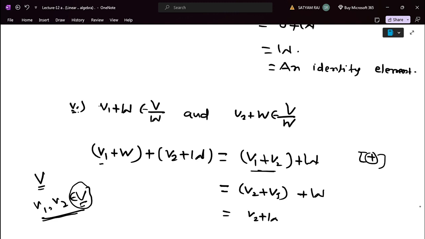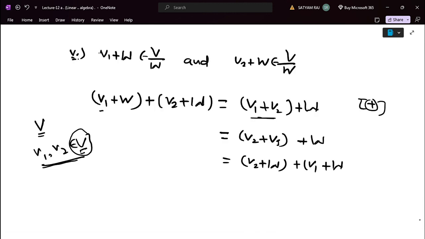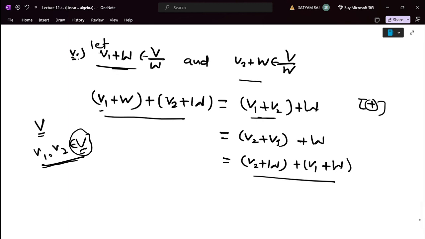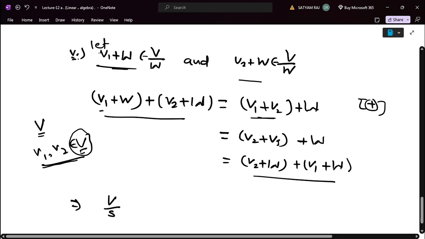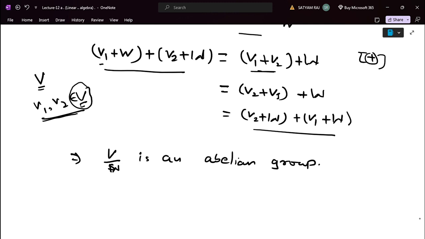So we can have v2 plus w plus v1 plus w. Okay, so we have associative properties, for any element, we have taken any arbitrary element. This will imply V by w is an abelian group.